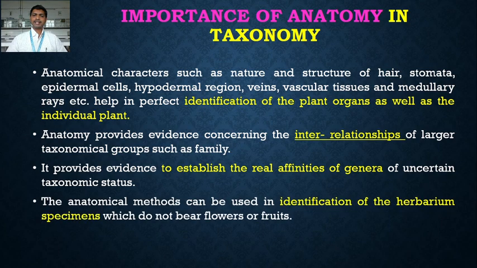The anatomical methods can be used in identification of herbarium species which do not bear flowers or fruits. So the herbarium consists of dried flowering twigs of the plant that can be preserved for a longer period of time for study. This is one of the laboratory tools for the study of plants in taxonomy. So anatomical methods can be used in the identification of herbarium specimens which do not bear flowers or fruits.